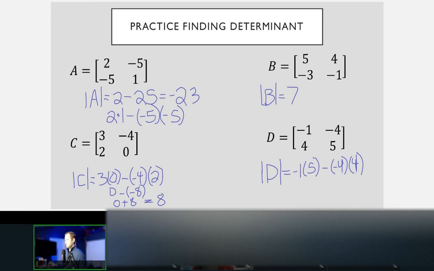All right, -1 times 5 is -5. And then we have a negative times a positive makes it a negative, so we got 16, right? And then 16 minus 5 is 11, or -5 plus 16 is 11, right? Okay. All right, other than the simple, tiny mistakes that some of us are making, we feel good about doing determinants?